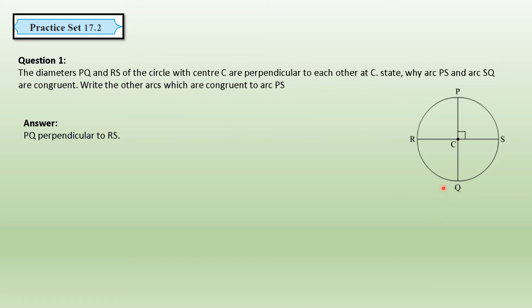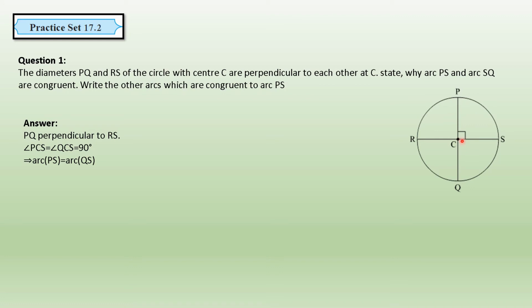PQ is perpendicular to RS. So angle PCS and angle QCS, they form a 90-degree angle. Arc PS will be congruent to arc QS. The reason being, we just studied the first property which said if the central angles are equal, then their corresponding arcs will also be equal.